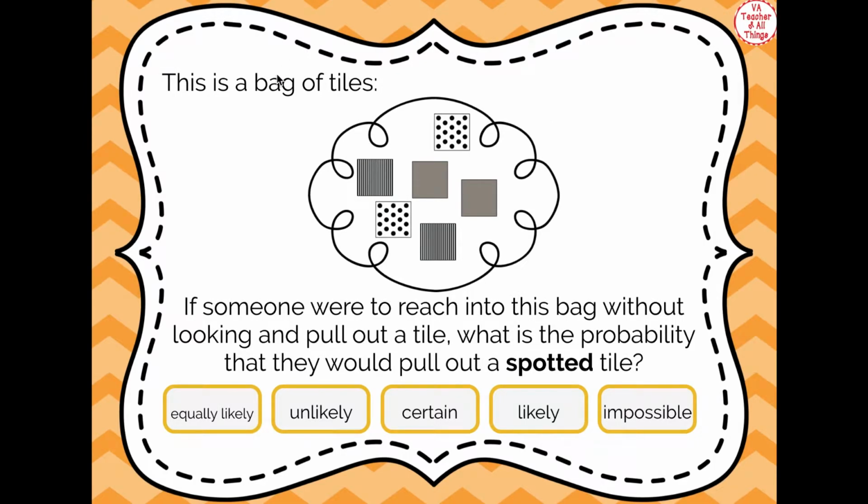All right, this is a bag of tiles. If someone were to reach into this bag without looking and pull out a tile, what is the probability that they would pull out a spotted tile? So here's a spotted tile, and here's a spotted tile. So we have 1, 2, 3, 4, 5, 6 total tiles, and out of those 6, we have 2. Well, if you look, there are 2 spotted, 2 gray, and 2 striped. So I'm pretty sure each of those are equally likely that we could pull out a spotted one.